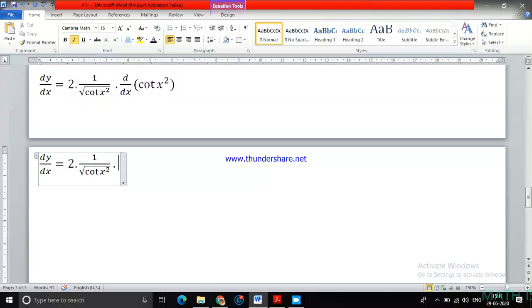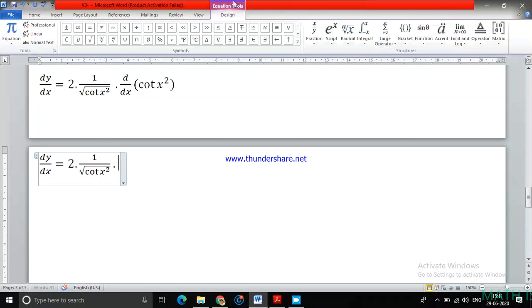Into derivative of cot. Derivative of cot is, I think, minus cosec square x. So the derivative of cot x square is minus cosec square x. Again, into the derivative of x square will come. Derivative of x square is 2x. This is the chain rule.